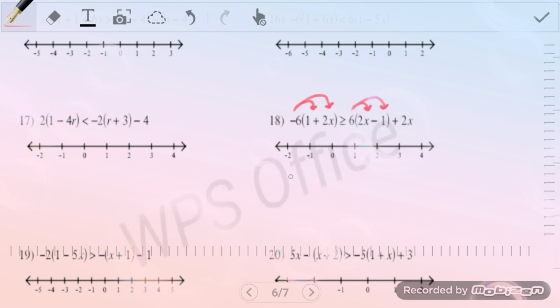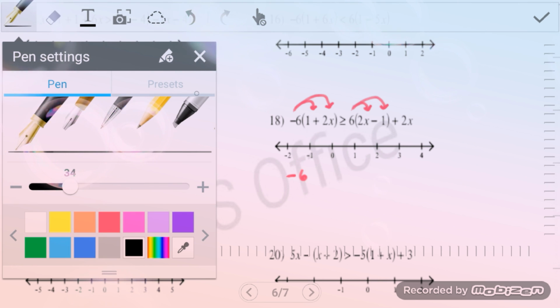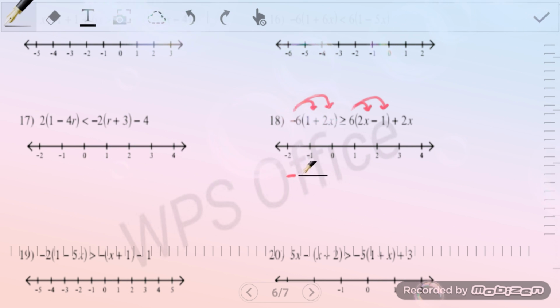-6 multiplied by 1 is -6. And -6 multiplied by +2 is -12x. Greater than or equal to 6 times 2 again is 12x. And 6 multiplied by -1 is -6, plus the 2x.